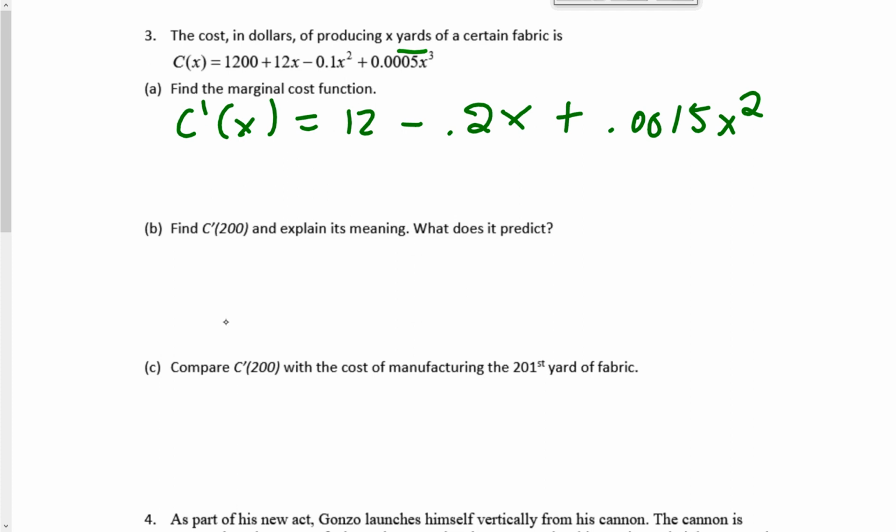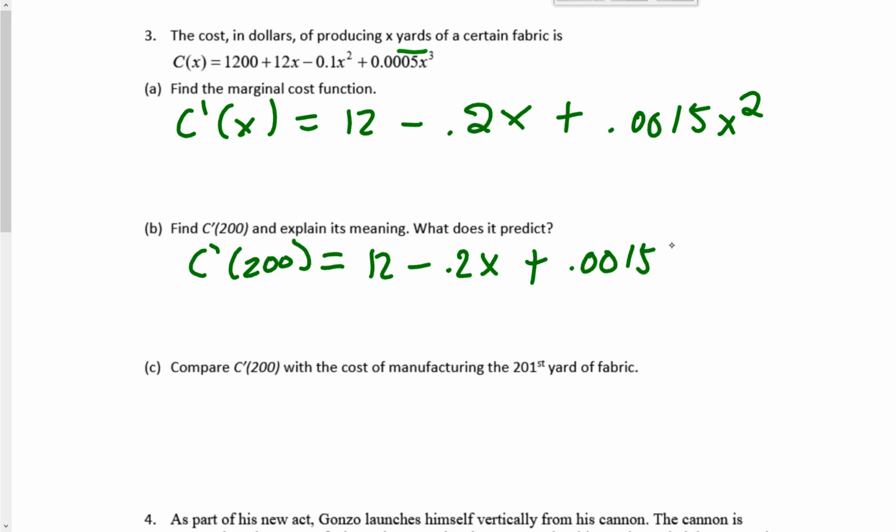Okay, so now it wants us to find C prime of 200 and explain the meaning of this. So I'll explain the meaning right now as I do it. The meaning is what it costs to produce the next yard, which is kind of said in the next part as well. And so my x is 200. Start plugging that in. So what it says is that to produce that next yard is going to cost us this amount.